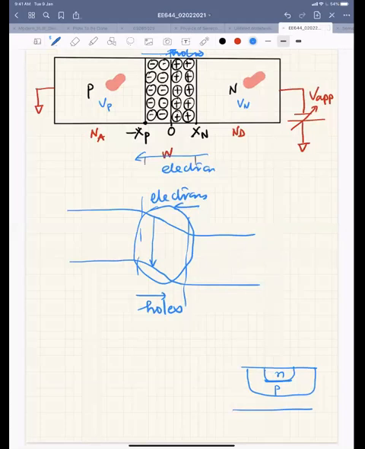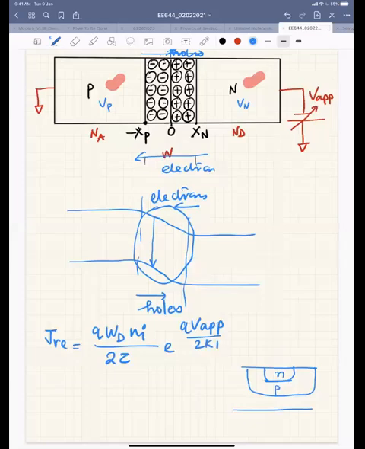And that recombination current, I will not derive that, I'll just write down. You could read it in the books, but at this point you just need to know the equation. So this depends on this factor. When you derive this equation, the recombination current depends on e to the q applied voltage by 2kT.